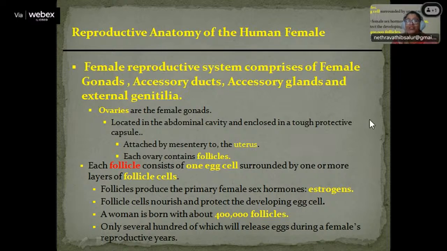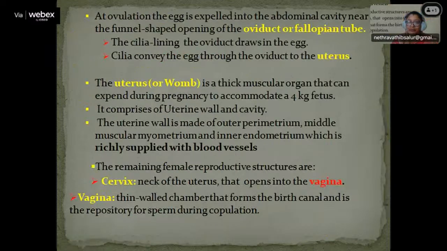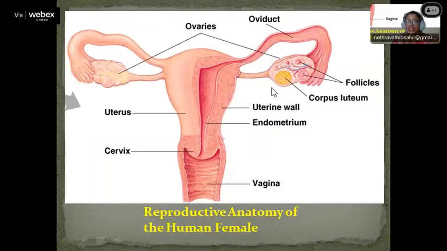Here, the female reproductive system comprises the female gonads, the accessory ducts, the accessory glands, and external genitalia. Now, the female gonads are a pair of oval shaped structures called ovaries. These ovaries will produce the female gametes, that is nothing but the ovum.